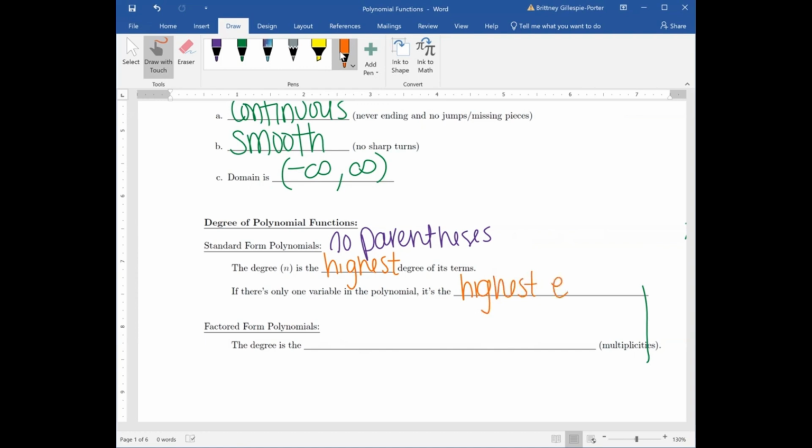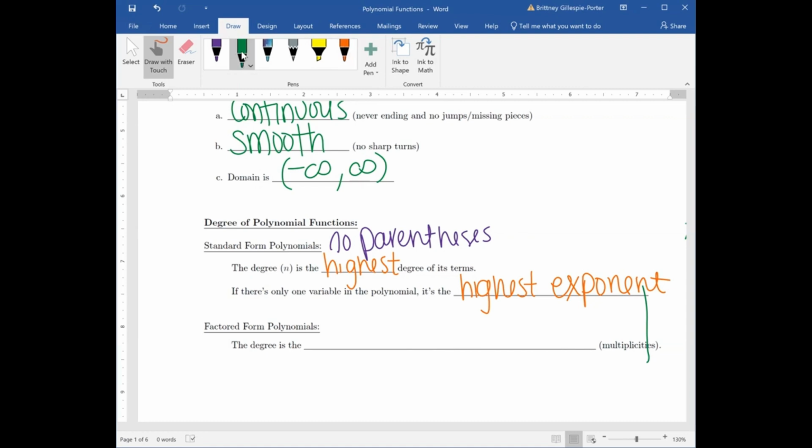And by one variable, I don't mean that the variable cannot show up multiple times. I mean that one variable, if we only have x's, that's it. We're not mixing x and y together. We're not mixing a z and a t together.